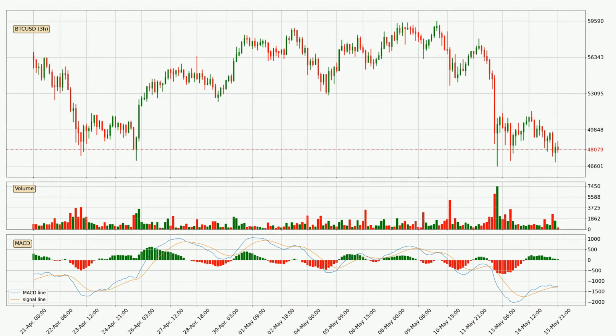Jumping to the 3-hourly MACD, the MACD line is above the signal line, which shows that the current trend is on the upside. But according to the MACD histogram, we can see that the momentum is going down. Owing to this, we can expect the price to remain stable, and you should wait and see if the MACD line will cross the signal line, which will be a downward trend.